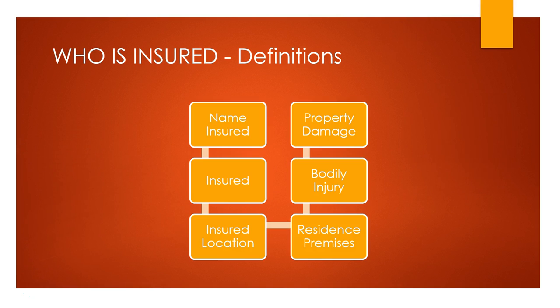So you can find out who's insured on a policy by looking at the definitions page. Typically, the definitions will define for you the name insured. So who is the name insured? It will define who are the insureds, what is the insured location, what's in property damage, what's in bodily injury, and what is considered the resident premises. In this video, I'm going to talk about who's insured. So I'm going to be focusing on the name insured and the insureds.